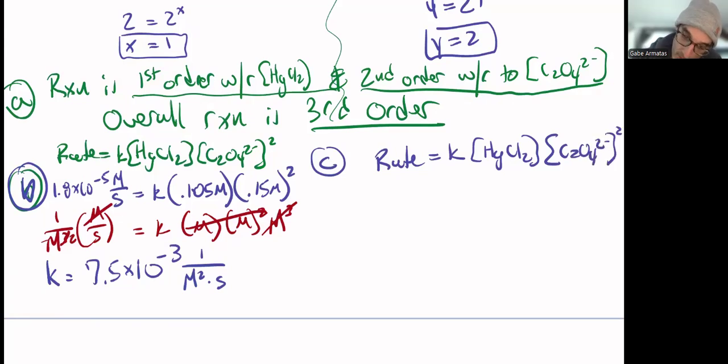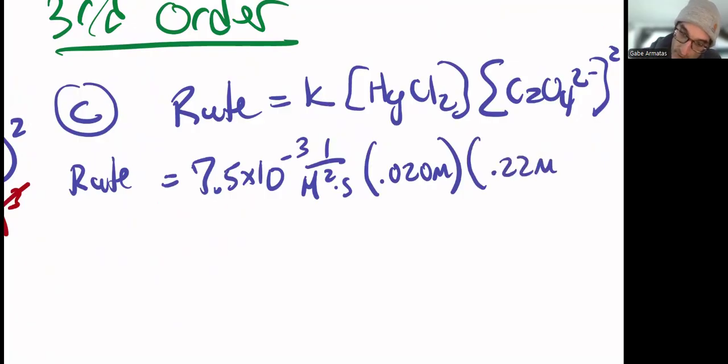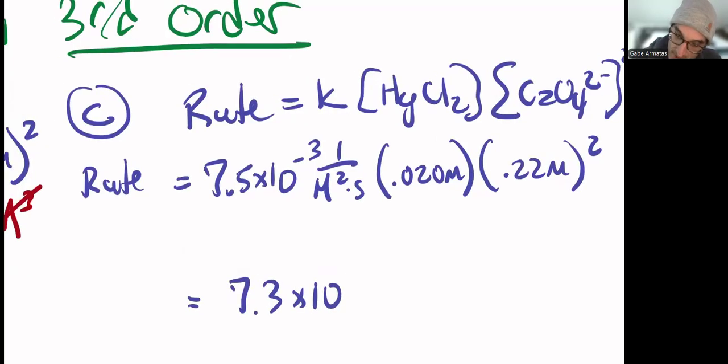And now I'm going to plug values in. We are looking for rate. K came out to be 7.5 times 10 to the minus 3, 1 over molarity squared seconds. I'm going to zoom in a little bit. And the question is saying that mercury compound's new concentration is 0.020 molar, and oxalate is 0.22 molar squared. Let's deal with, we're going to do the numbers first. We calculate rate to be 7.3 times 10 to the negative 6.